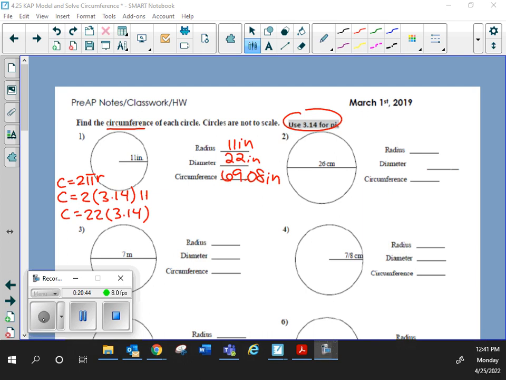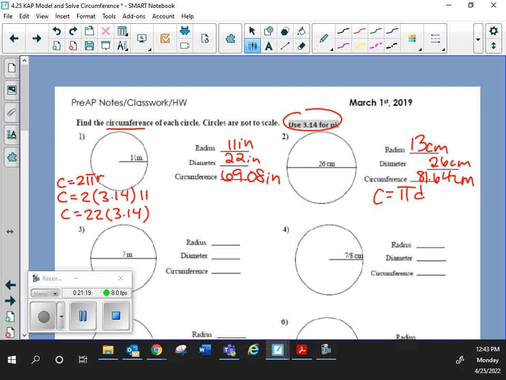The next problem gives me the diameter of 26 centimeters. Therefore, my radius is going to be 13. Just making sure we're practicing what is what. Okay, and this one, let's go ahead and use which formula? C equals pi d. Let's use the pi d formula since it gave me that. Substitute and solve. All right, what did you get? 81.64. 81.64. Units are centimeters.